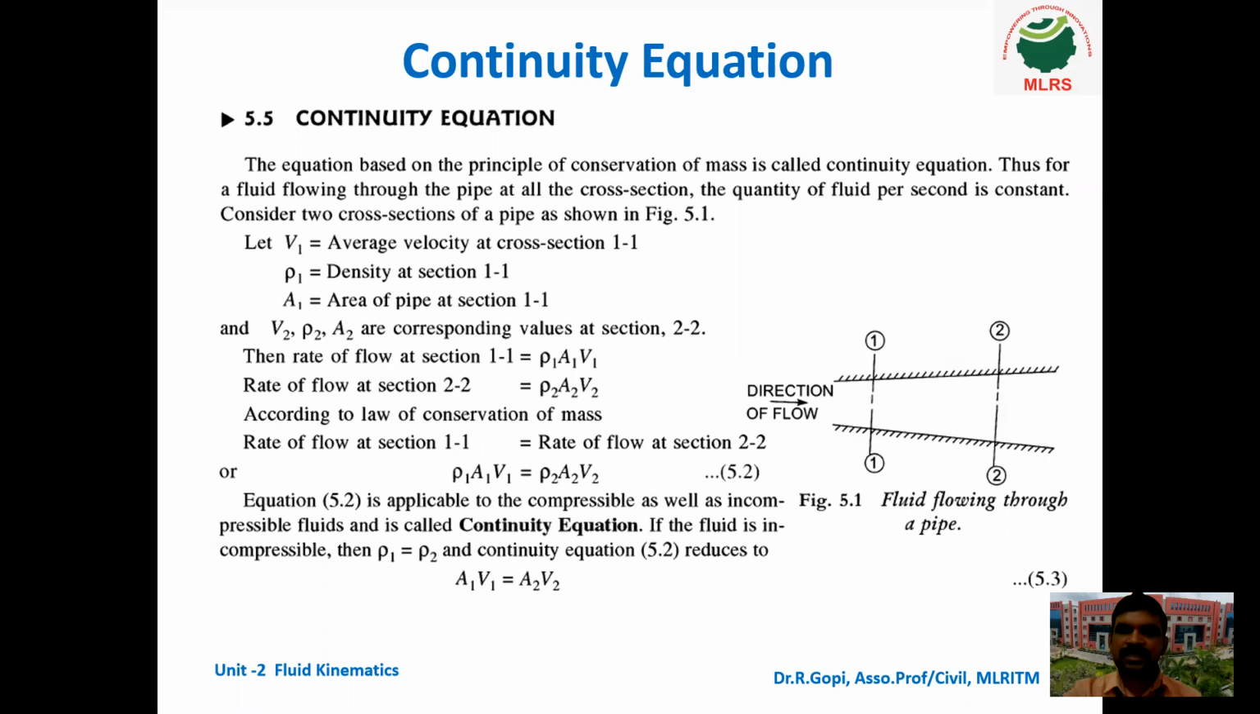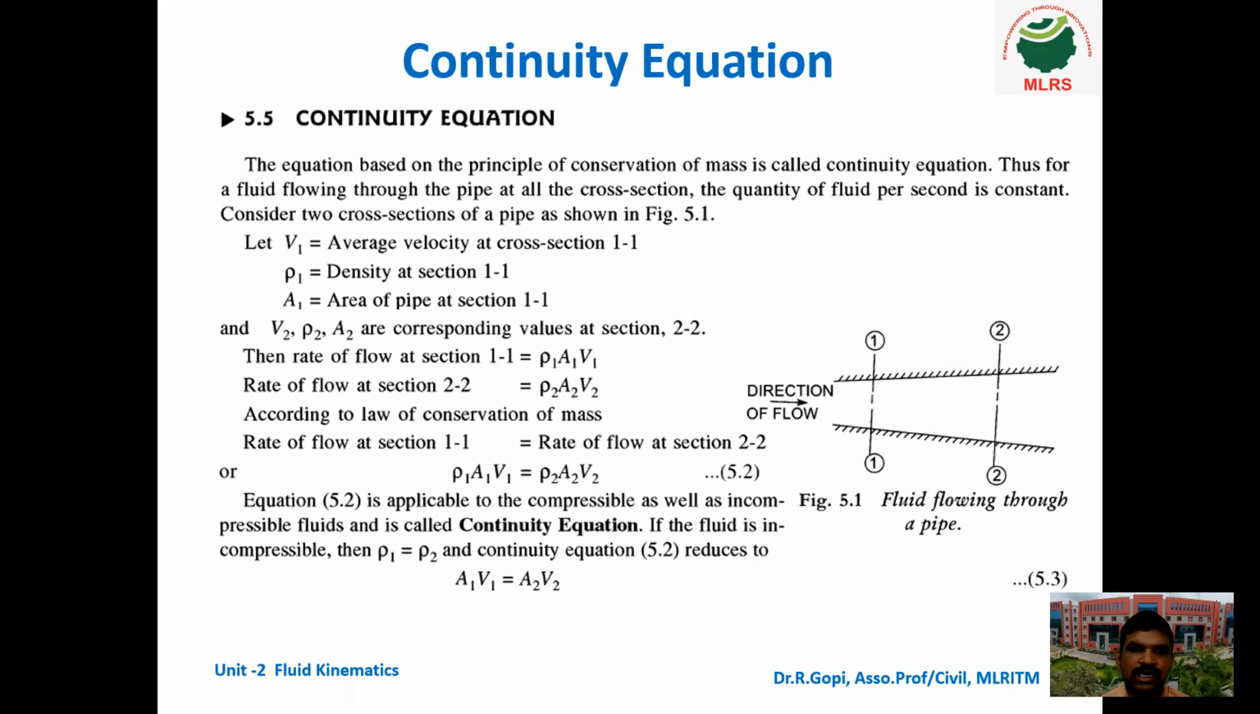Dear students, last class we saw the continuity equation. From this continuity equation we derived one equation, that is rho 1 a1 v1 equal to rho 2 a2 v2. If the fluid is the same, that means the density is the same, so rho 1 and rho 2 get cancelled. The equation simplifies to a1 v1 equal to a2 v2.